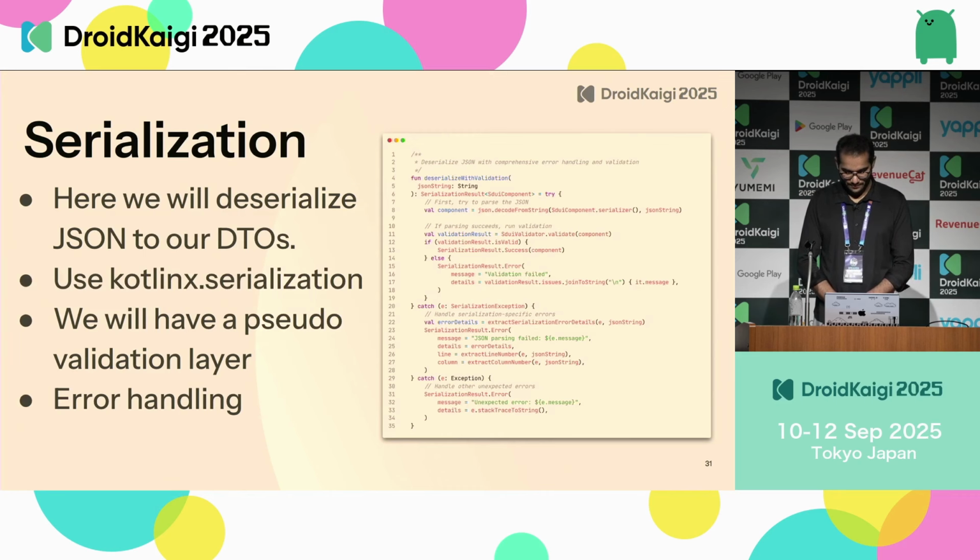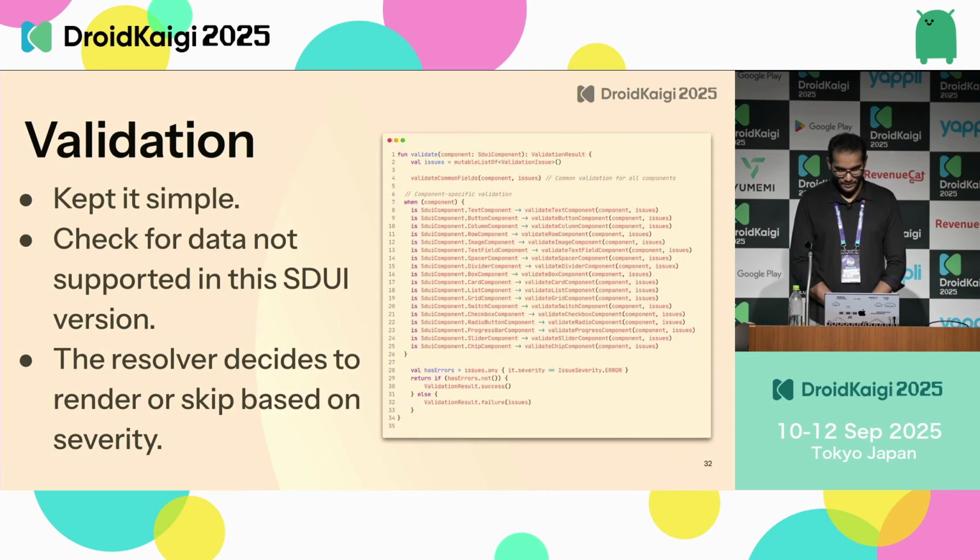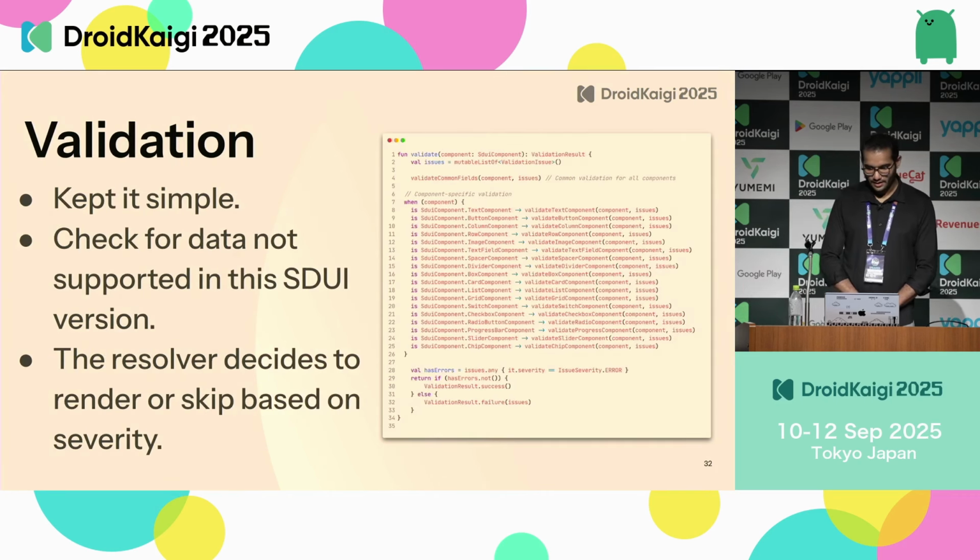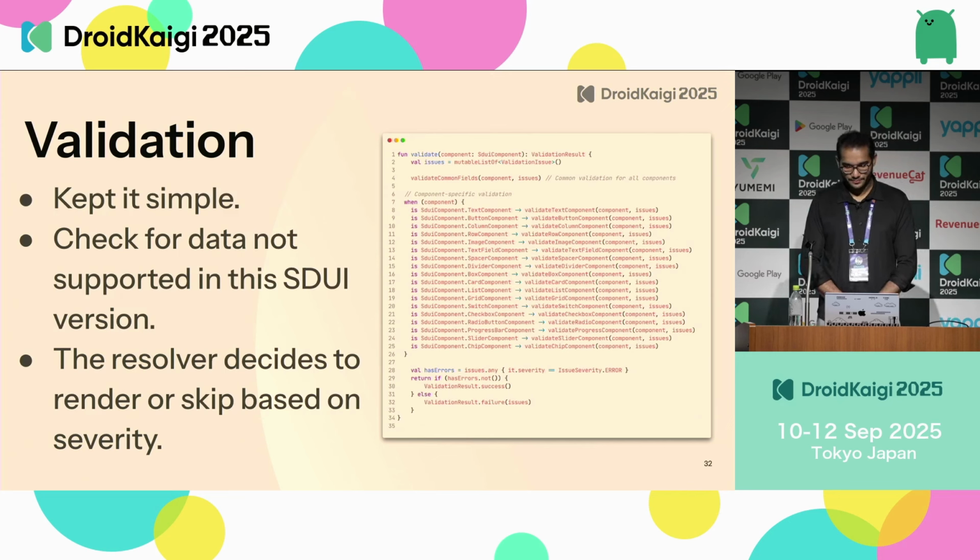For validations, we keep it simple. Just check if the incoming instructions are something the app supports. If not, decide whether to fill in with the default content or skip that piece on the UI. The key is staying stable no matter what comes from the server.